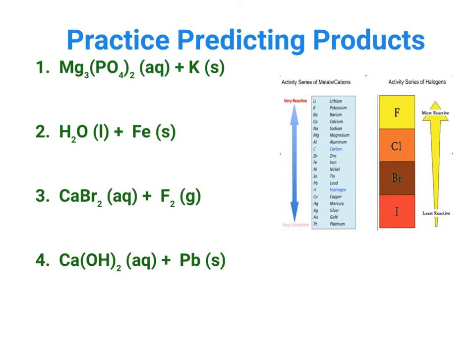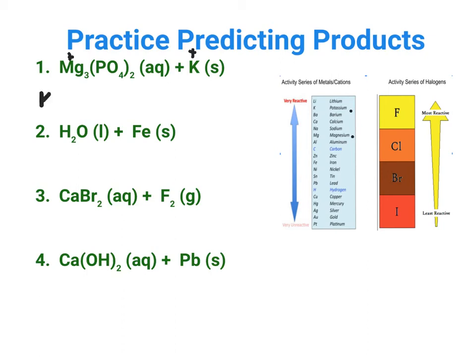So here are 4 problems, and let's practice predicting them. All right, we're going to start with the first one, MgPO4, magnesium phosphate, and potassium metal. Potassium is the anion, so we'll replace Mg. We go to our chart, potassium is here, Mg is here, potassium will replace Mg. This means that potassium and Mg are going to switch places.